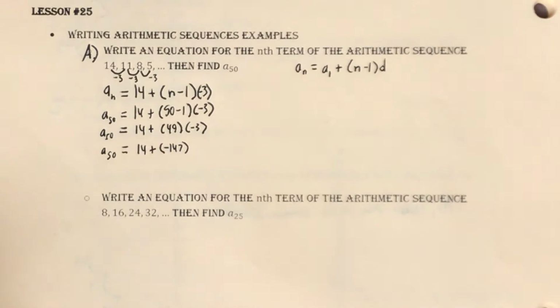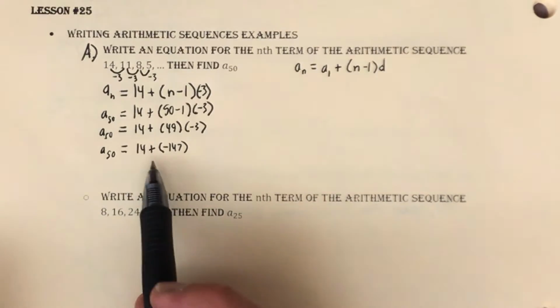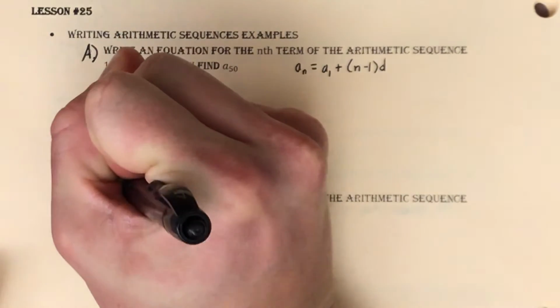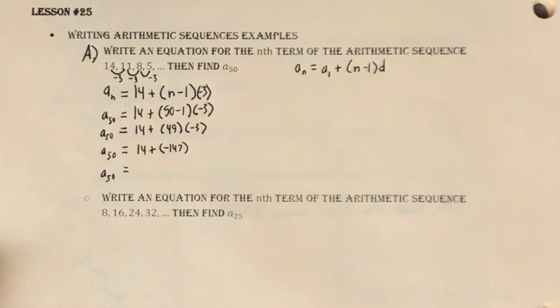Either way is fine. Right? And then the last part of PEMDAS says, hey, you need to simplify it down, any addition or subtraction. Well, I've got some addition, or you could call it subtraction, whichever you want. Right? So I'm going to say a of 50 is equal to 14 plus negative 147.